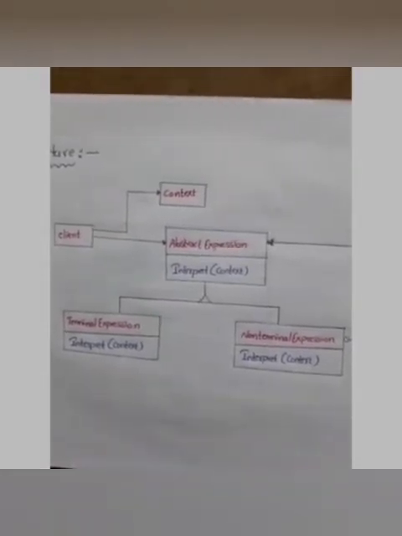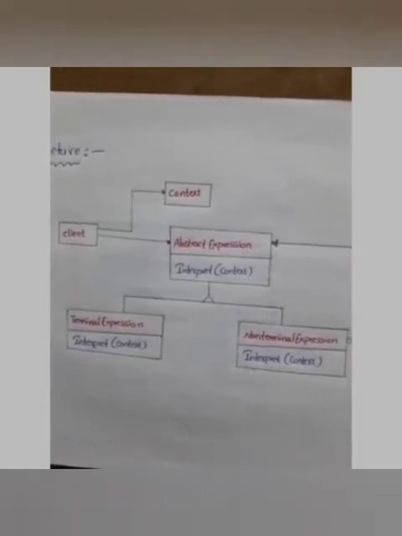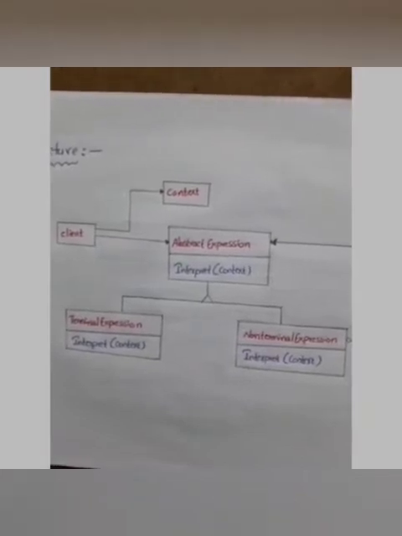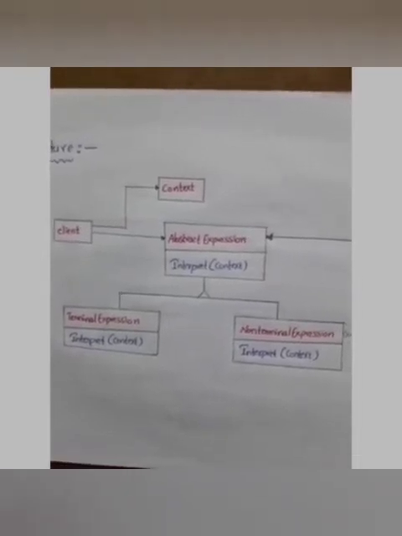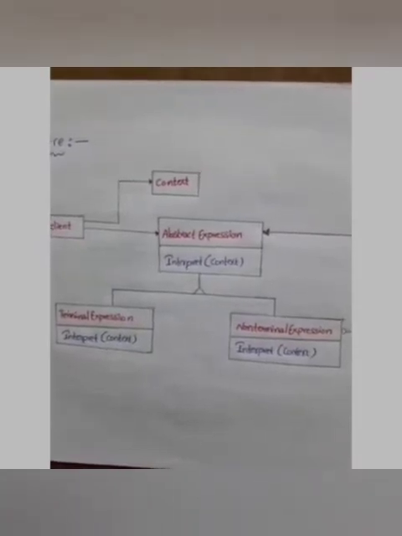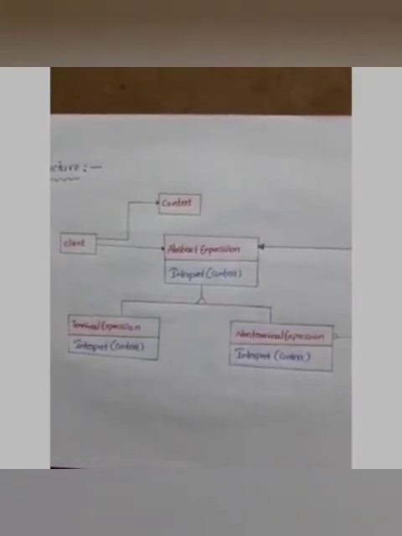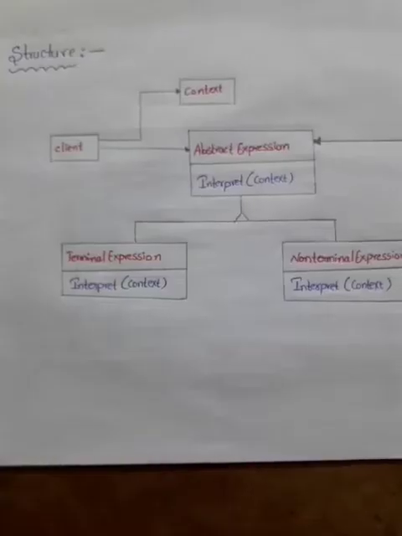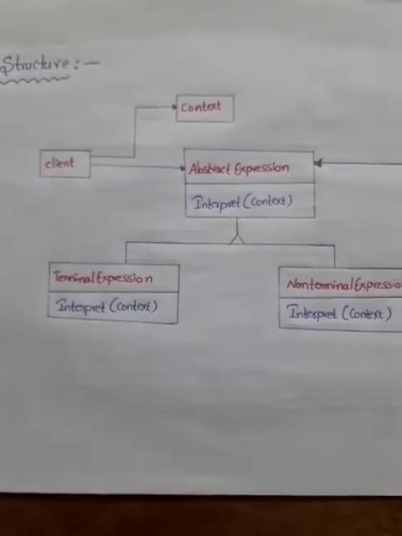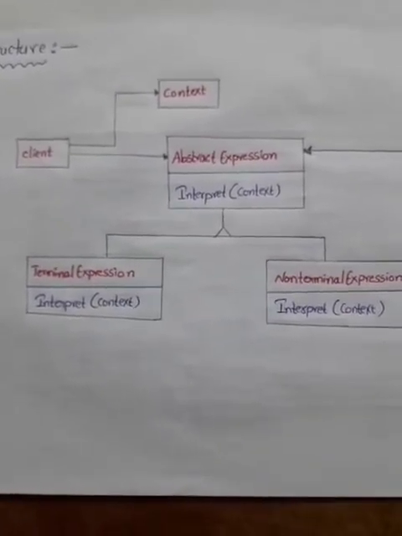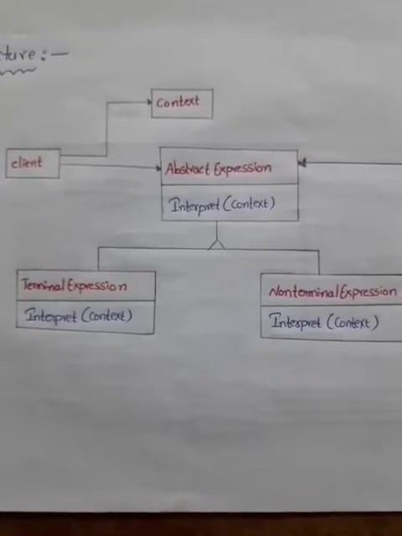Coming to the non-terminals, one such class is required for every rule in the grammar. It maintains instance variables of type abstract expression for each symbol, and it implements an interpret operation for non-terminal symbols in the grammar. Based on this structure, the participants are client, context, abstract expression, terminal expression, and non-terminal expression.